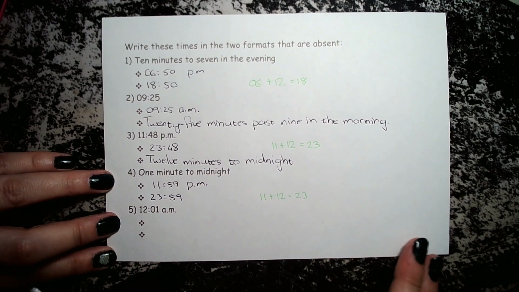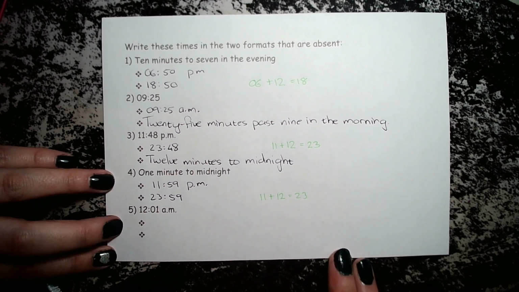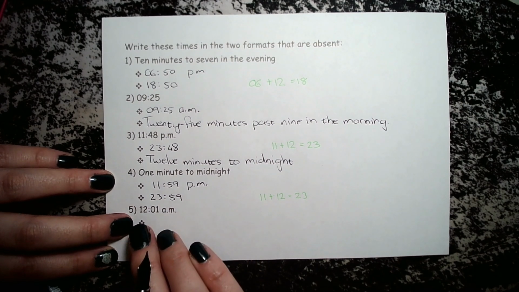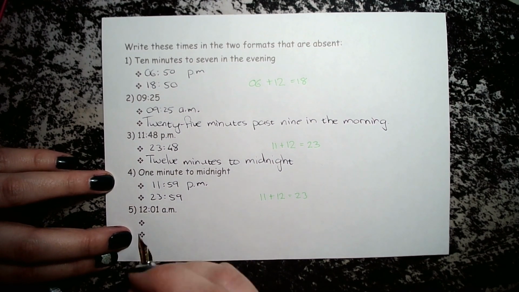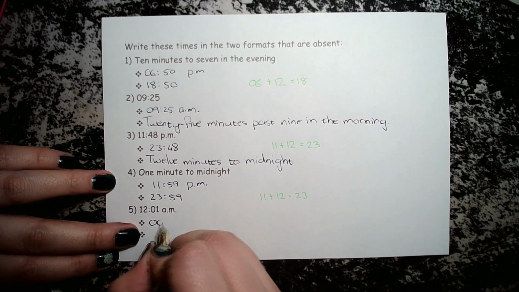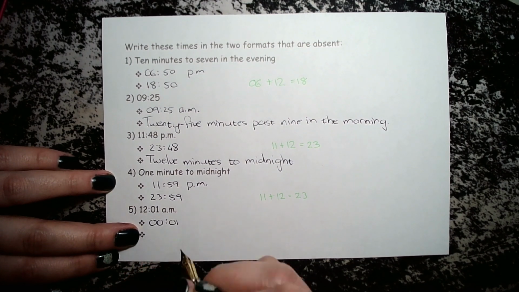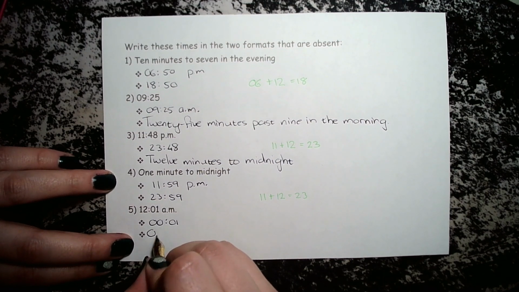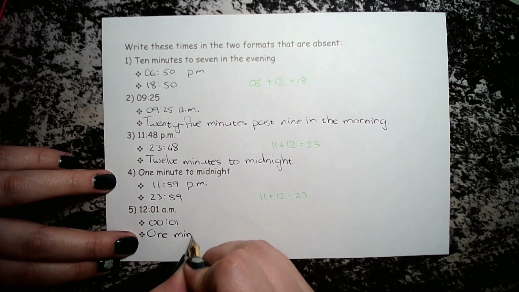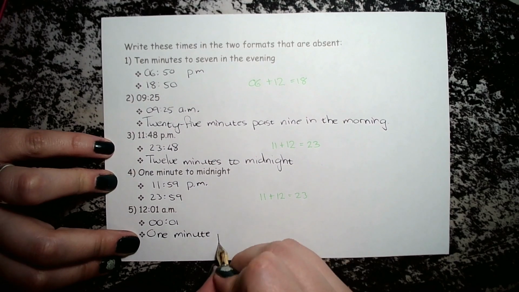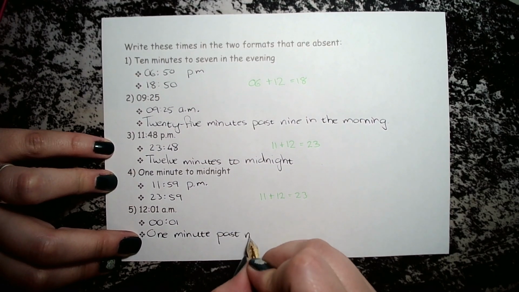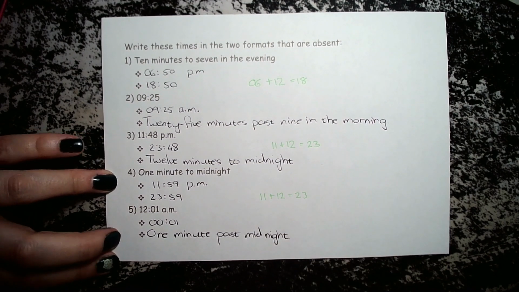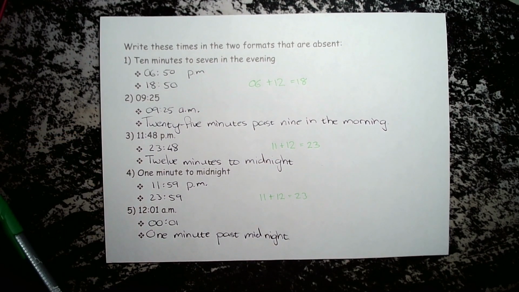Our last one, 12:01 a.m. So this was given in the 12-hour format. In the 24-hour format, you would use 00:01, and we could simply say 1 minute past midnight. You could also say 1 minute past 12 at night.